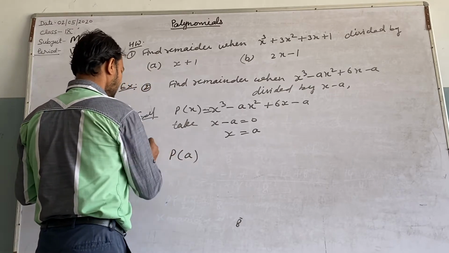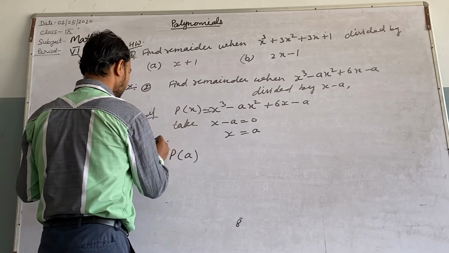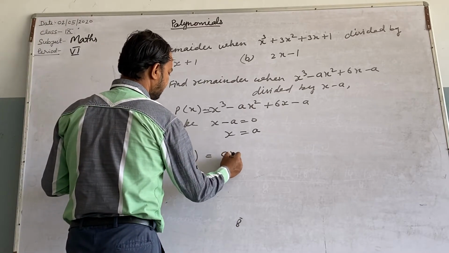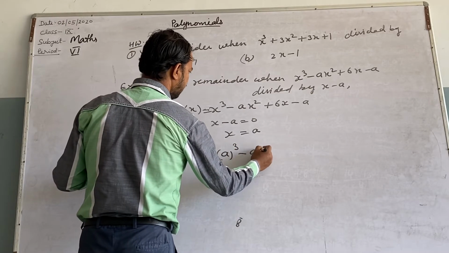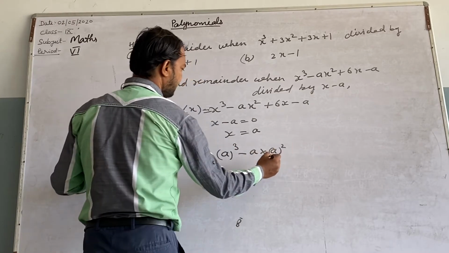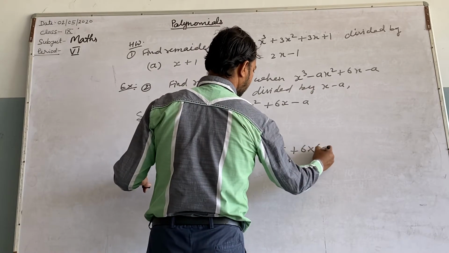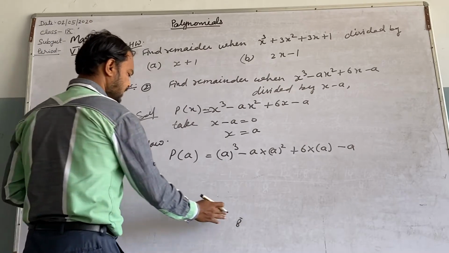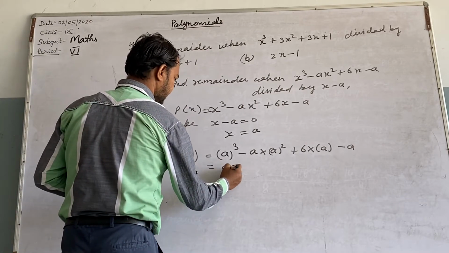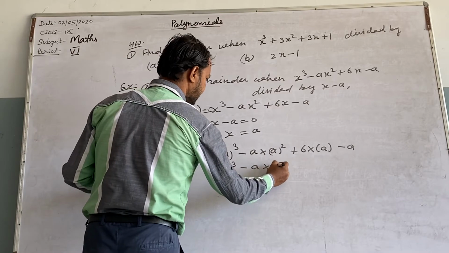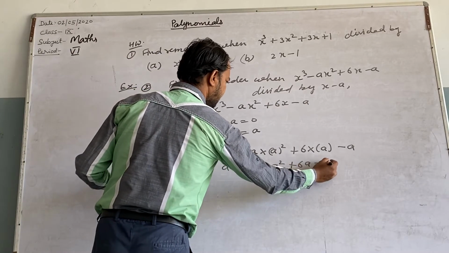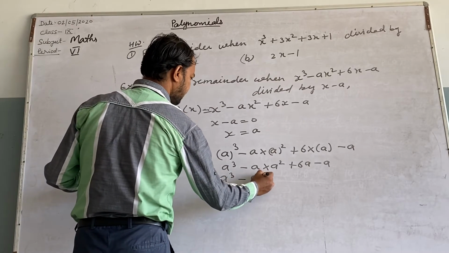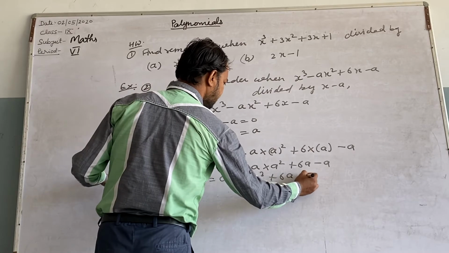What will we call this? p of a. You can say now p of a equals, right? Put a in the place of x, you will get a cube minus a into a square plus 6 into a minus a. Always put in brackets. Now next you will get a cube minus a into a square plus 6a minus a. In this case, a cube minus a cube plus 6a minus a.